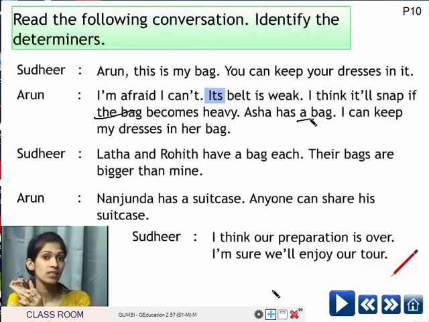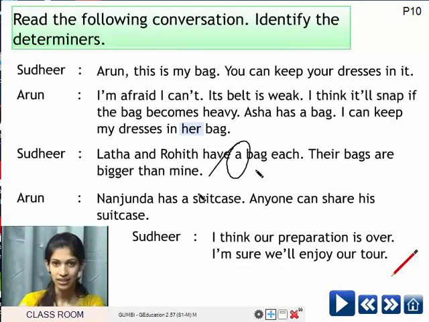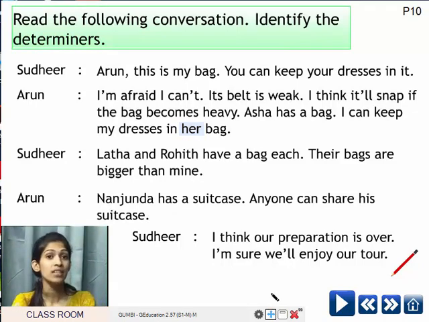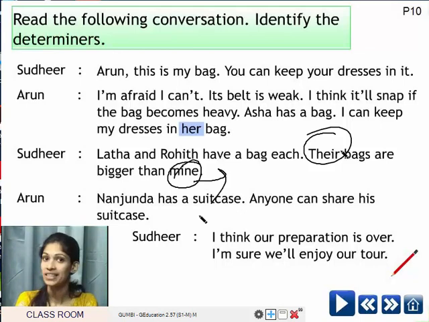Next: I think it will snap if the bag becomes heavy. Asha has a bag. Tell me children, which is the determiner here? Yes, I can keep my dresses in her bag. Which are the determiners here? Good. My and her are determiners. Next is: Lata and Rohit have a bag each. In this sentence, which is the determiner? Who said each? Is each a determiner here? No. Then which is the determiner here? Yes, a is the determiner.